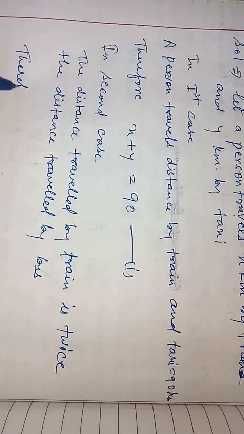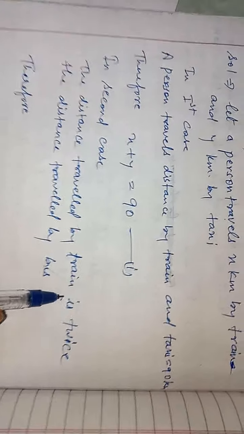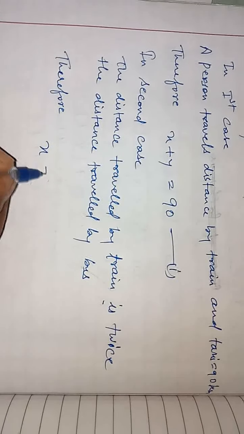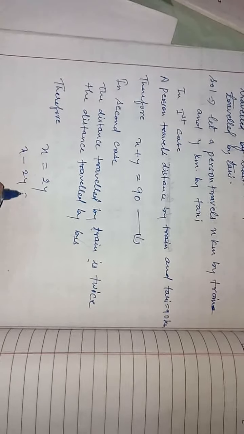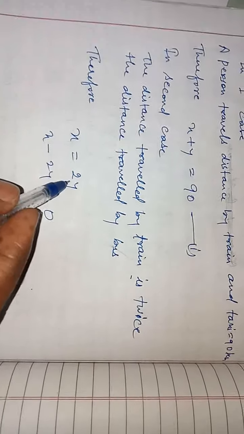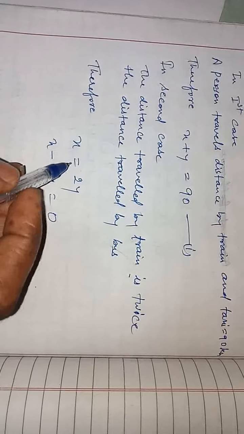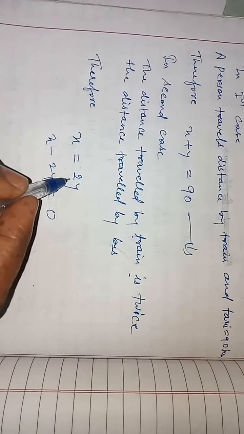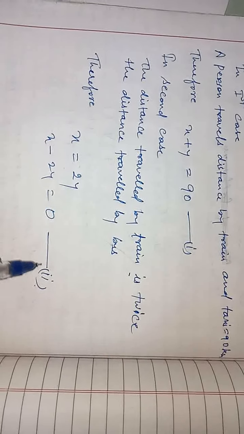Therefore the distance traveled by train, it means x is equal to 2y. So x minus 2y is equal to 0. Why have I written 2y? Because x is 2 times y, so to equate them, we have to multiply y by 2. That's why it becomes 2y. So it is the second equation.